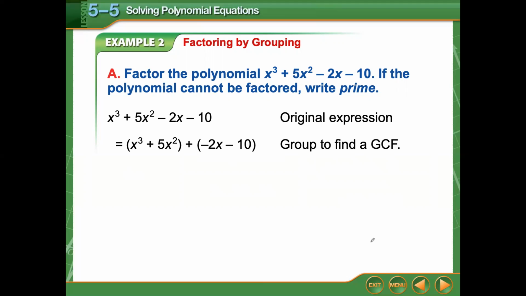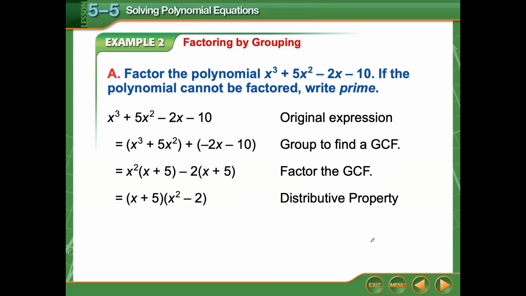So we're going to group the first two and last two together and pull out the GCF. So in the first group, our GCF is x squared. In the second group, it is -2. And with that, you should notice that our set of parentheses do match now. So we're going to go ahead, and that is one factor. My other factor comes from what's in front of the parentheses. So our final answer here is x plus 5 times x squared minus 2.